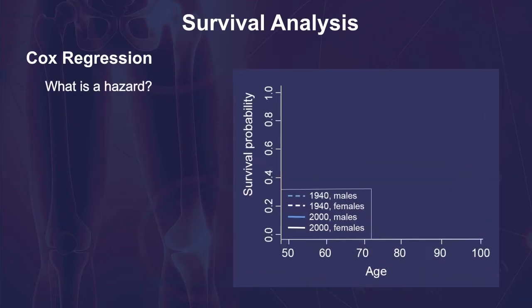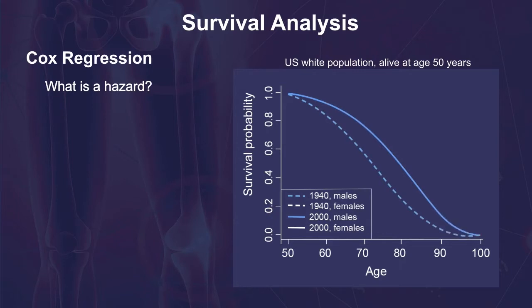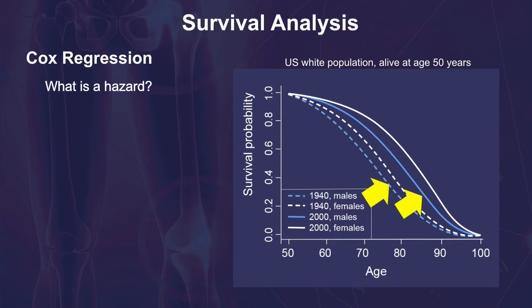Here are several survival curves, and I just used the U.S. white population life tables for persons alive at age 50 in the year 1940 and also in the year 2000. The survival is better in 2000 than it was in 1940 for both sexes. Males consistently have poorer survival than females. These curves are smooth and not bumpy because they are based on the whole population and have been smoothed when converted to life tables. The hazard is the instantaneous rate of change of these curves.